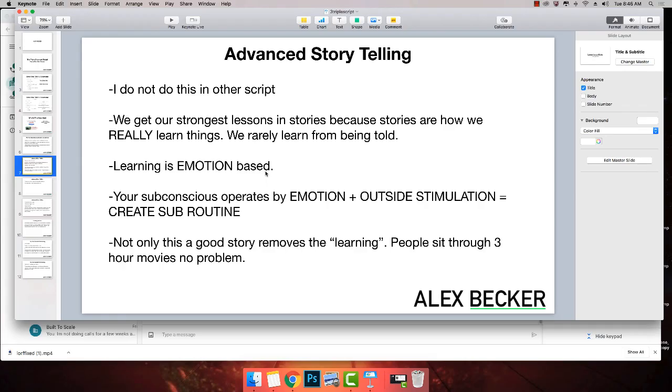But also, when we tell a really good story, it removes the learning part from it. All right, I want you to think back to high school when a teacher was telling you things, you didn't learn it.